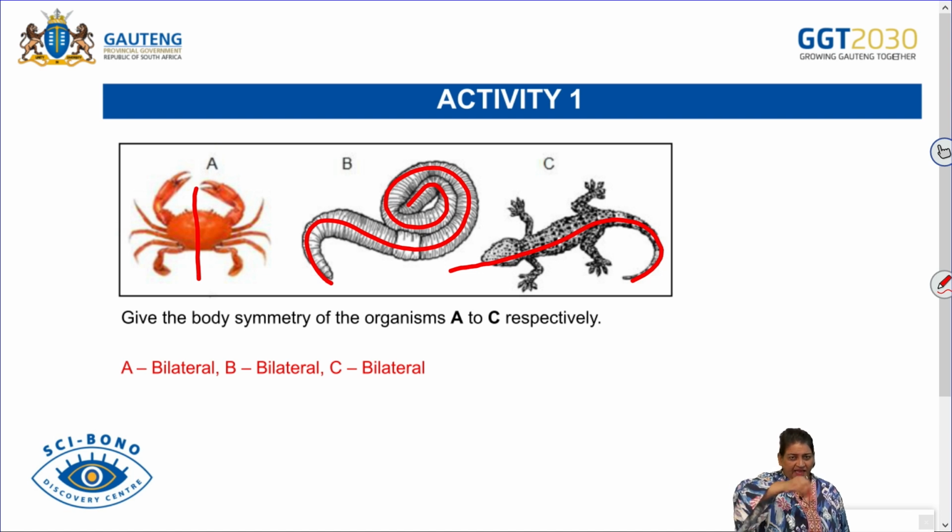So always look at it. Most animals that have a circumference will be radial. But like this, if you can divide it into equal left and right halves and not top and bottom parts, then this one is called bilateral.